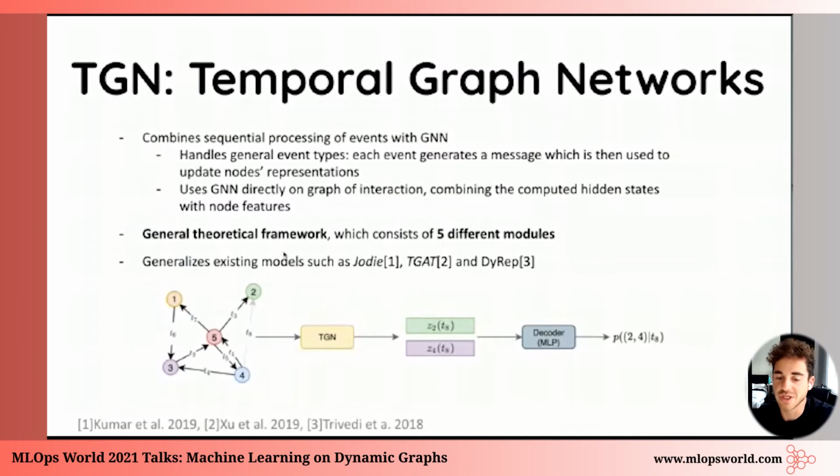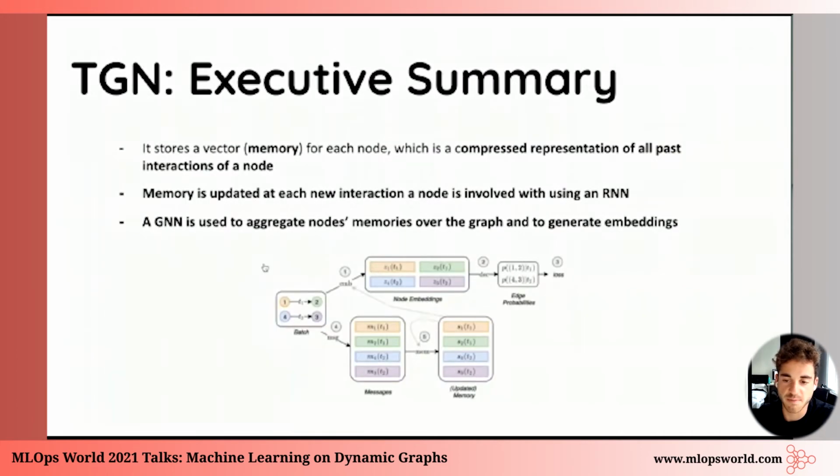I won't have time to go into the very details of the model, but you can refer to the paper for that. Just to give an executive summary, the model stores memory for each node. This memory is a compressed representation of all the past interactions a node has been involved in, and it is updated each time there is a new interaction for a node. We do that using an RNN. Then, given this memory, we use a graph neural network to aggregate the memory of all the nodes over the graph and to generate embeddings that we can then use for the downstream tasks.